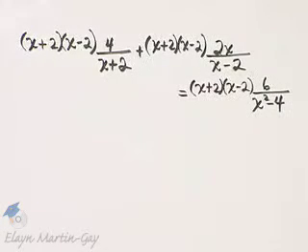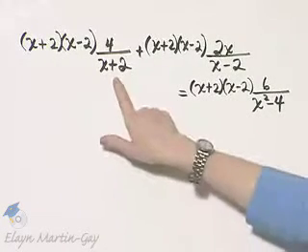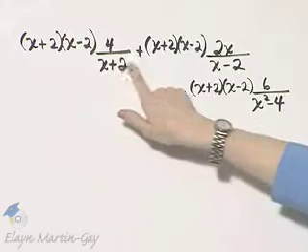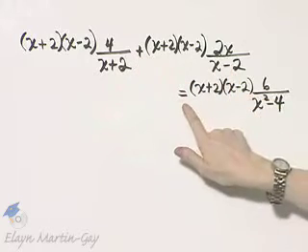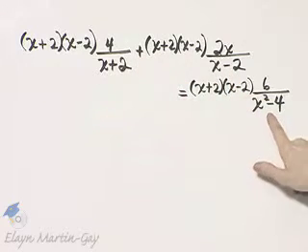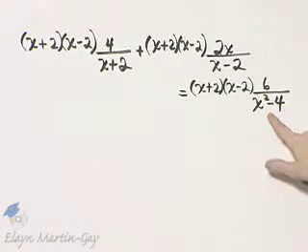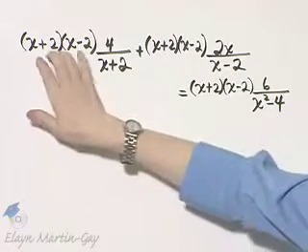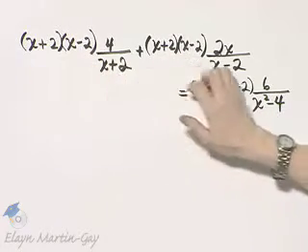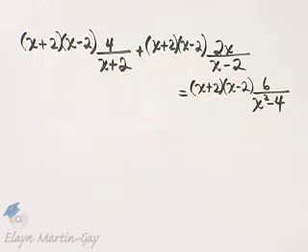You may want to study this for a moment. My original problem is this rational expression plus this one equals this one, and since it had fractions, I went ahead and multiplied through by the LCD, which is x plus 2 times x minus 2. So it's this times each term in the equation.